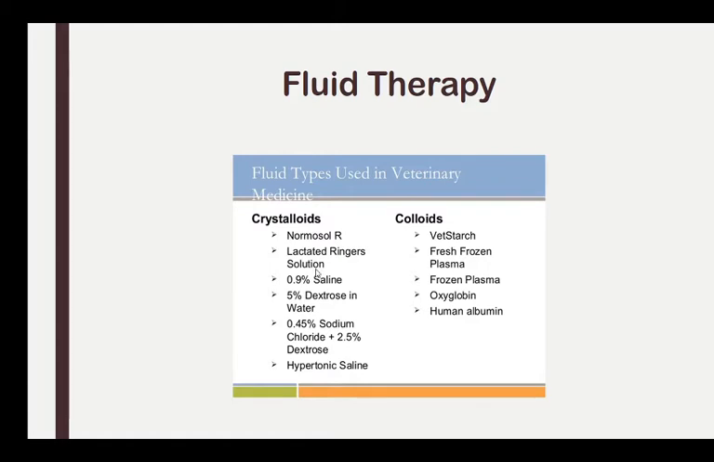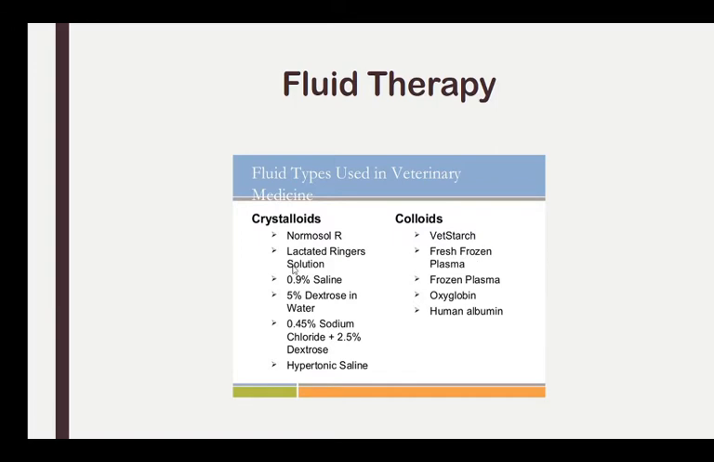Here are some examples of crystalloids: Normosol-R, lactated Ringer's, 0.9% saline, 5% dextrose in water, 0.45% sodium chloride with 2.5% dextrose, so that's half-strength saline and dextrose, and then hypertonic saline, which is a higher percentage of saline. Hypertonic saline will tend to draw fluids from the tissues into the blood vessels. Colloids include vet starch, fresh frozen plasma, which is a blood product, Oxyglobin, and human albumin. Again, those are designed to stay in the vascular system.